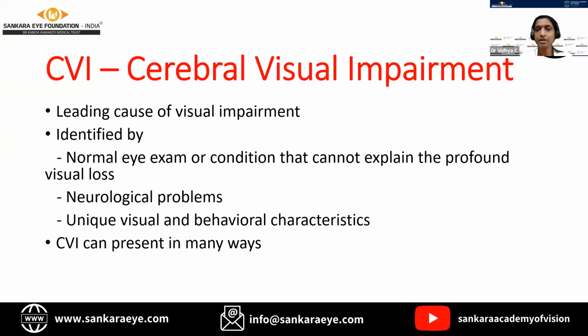So CVI, the cerebral visual impairment, this terminology encompasses both the cortical and the subcortical visual loss in children. It is the leading cause of visual impairment in children in developed nations, and it's slowly increasing its trend in developing nations too. It is identified by a normal eye examination or a condition that cannot explain the profound visual loss. When we ask the history, usually the parents come up saying the neurological problems as well. Usually these children have unique visual and behavioral characteristics. CVI can present in many ways.